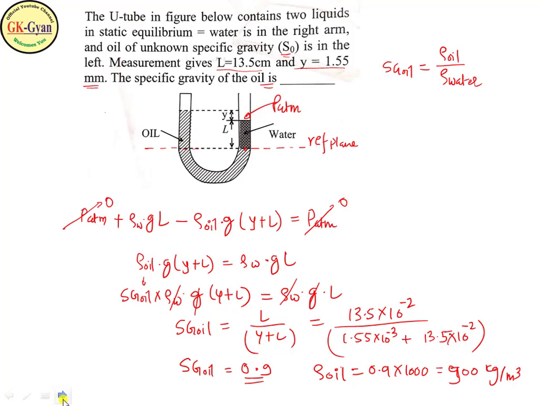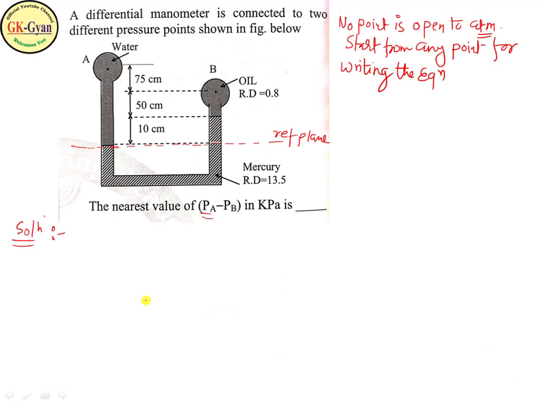So now we will move to the next question. A differential manometer is connected to two different pressure points as shown in the figure. This is the manometer diagram. Find out the nearest value of PA minus PB in kilopascal. If the manometer is given, you have to mark the reference plane. So how to mark the reference plane? We mark the reference plane where the continuous mass of the same fluid is present. So mark this as a reference plane because a continuous mass of the same fluid, that is mercury, is present here.